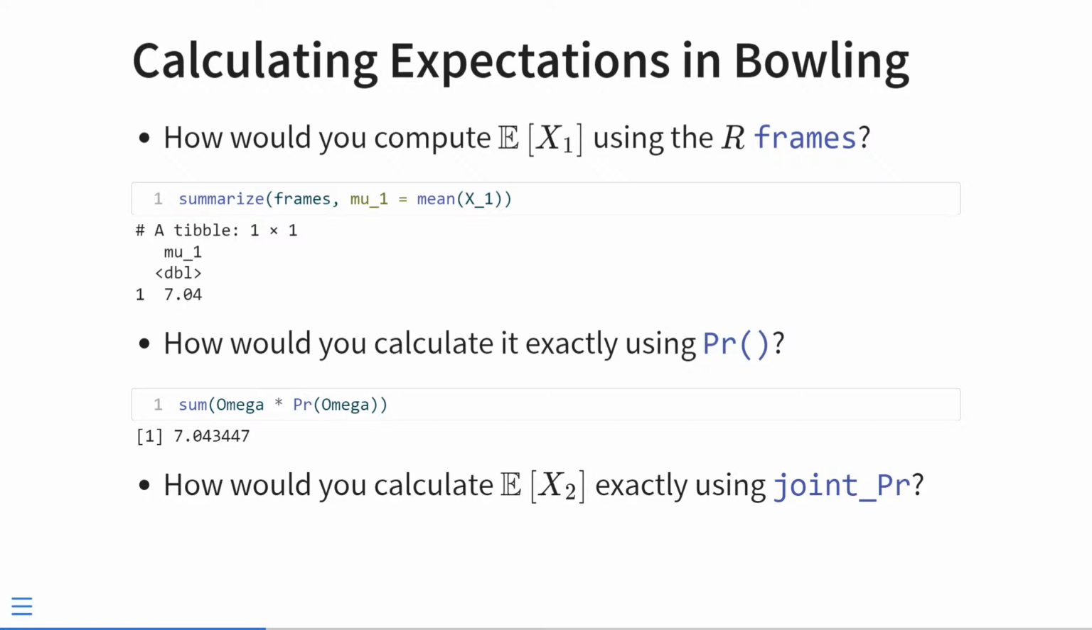Okay. So how would you calculate the expectation of the second roll exactly, using the 11 by 11 table that we made last week and you have sitting in your R session, with the probability of all the things that could happen in a frame, 2 rolls in the same frame of bowling? How would you calculate the expectation of the second roll?